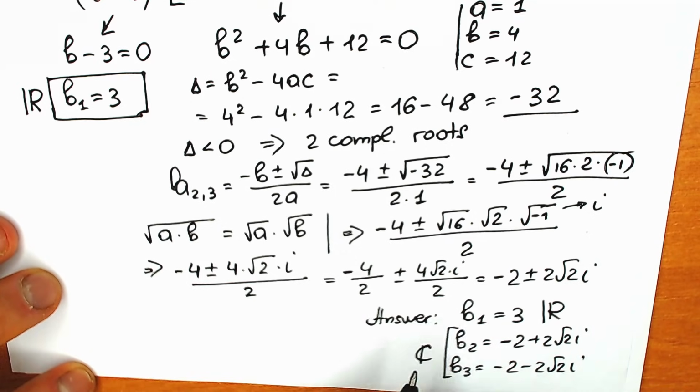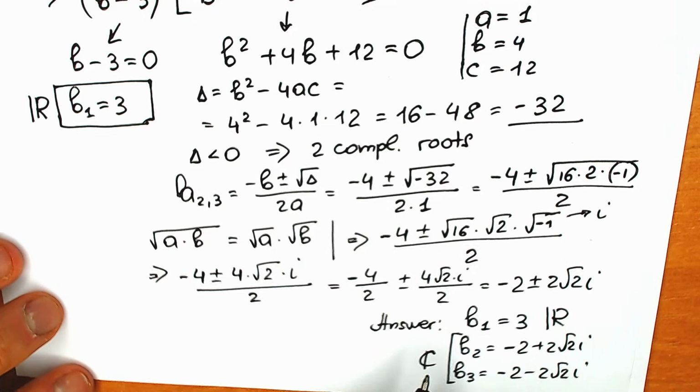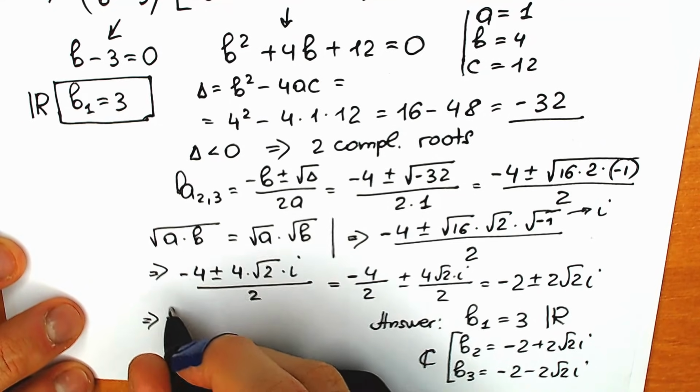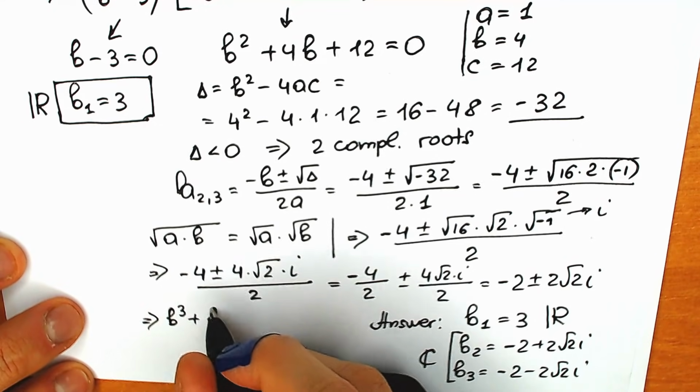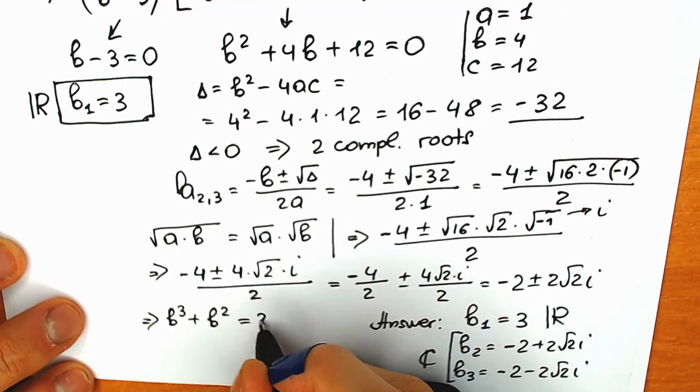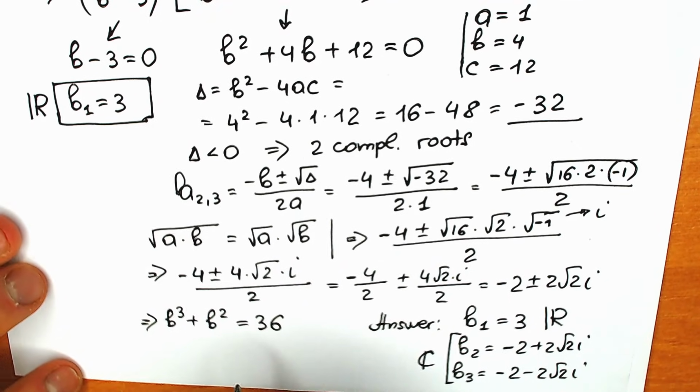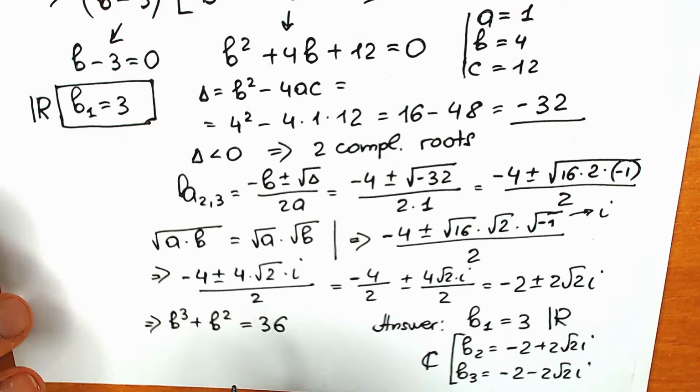So, one real number root and two complex roots. A lot of students might be wondering, because there are a lot of questions where you aren't sure how many roots you can get. When we have b cubed plus b squared equal to 36, I'm going to give you a really interesting and quick hint, because there is a theorem called the fundamental theorem of algebra.